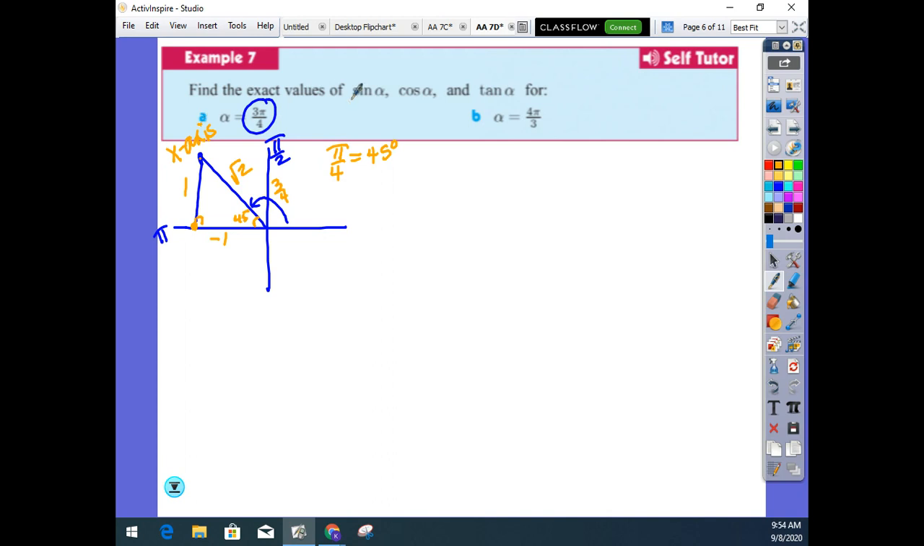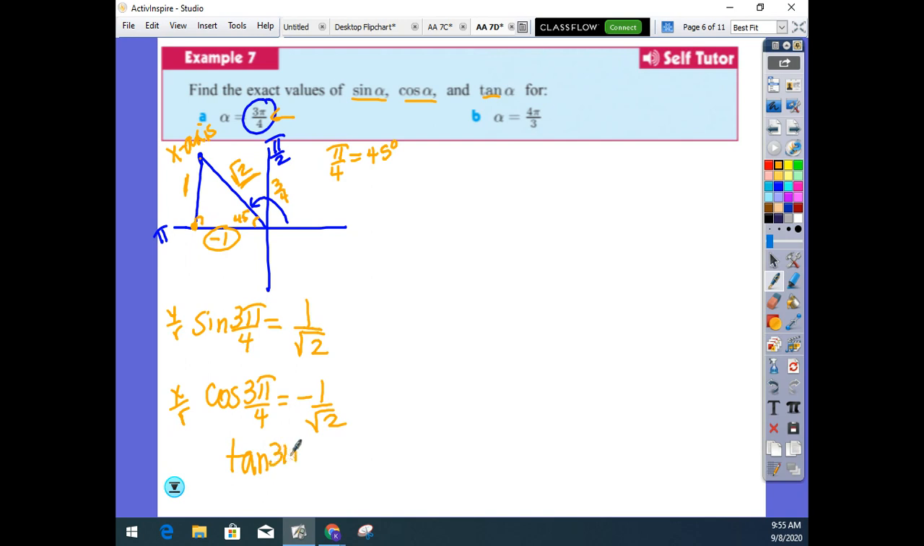Then we're going to list sine, cosine, and tangent. We're going to use the angle itself. Sine of 3 pi over 4. Remember, sine is y over r. Cosine of the angle. Cosine is x over r. And tangent of the angle is y over x, which just simplifies to negative 1.